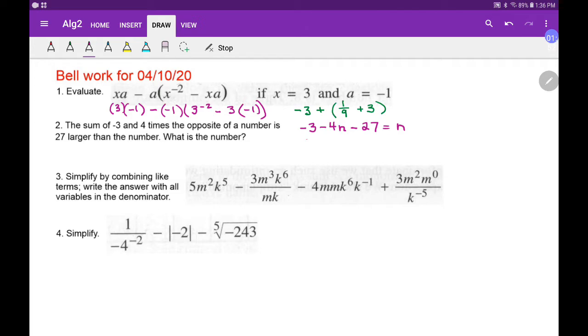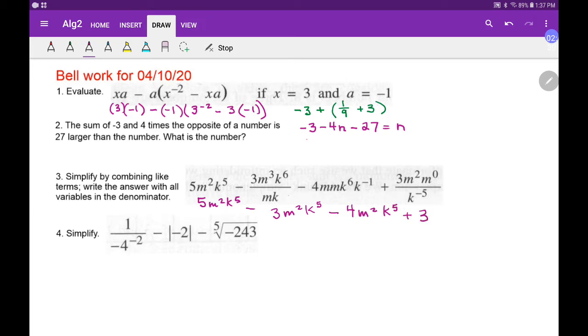Simplify by combining like terms. Okay, so as we have before, let's rewrite this. We'll say 5m squared k to the 5th. That doesn't need a lot of adjustment. So let's see, then we'll say minus 3. 3 take away 1 is m squared. K to the 6th take away 1 is to the 5th. Minus 4m squared. K to the 6th and plus negative 1 means k to the 5th.